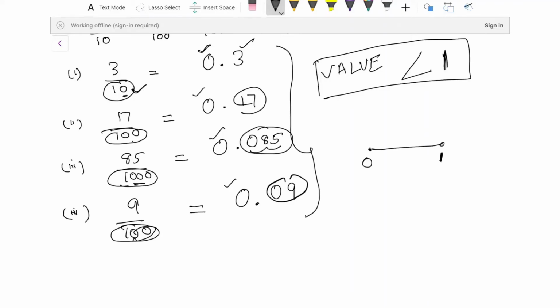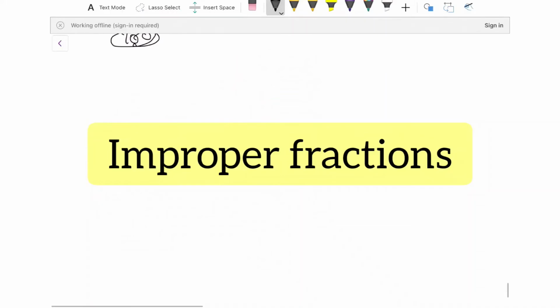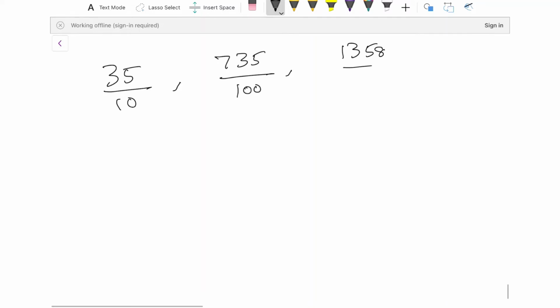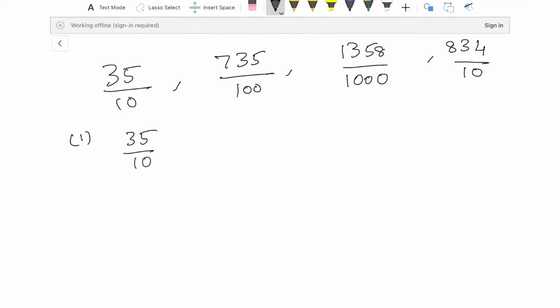Now let's see how you can convert improper fractions to decimals. Let's take the example. 35 by 10, 735 by 100, 1358 by 1000 and 834 by 10. Alright, so the first one is 35 by 10. This can also be written as 3 and 5 by 10 as a mixed fraction.